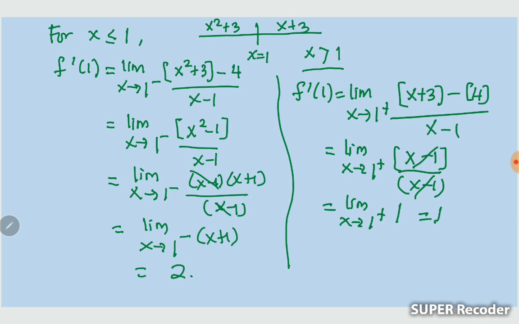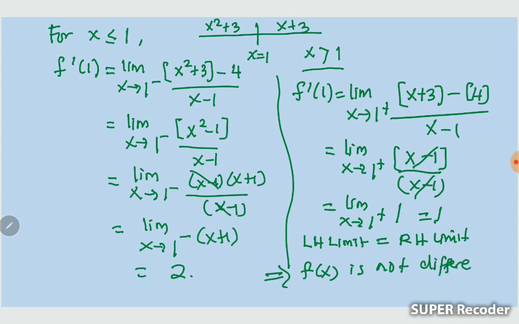So what is the conclusion? We see that the left side and right side limits are not equal. So we can say that the left hand limit does not equal the right hand limit. Therefore, f(x) is not differentiable at x equals 1. Okay.